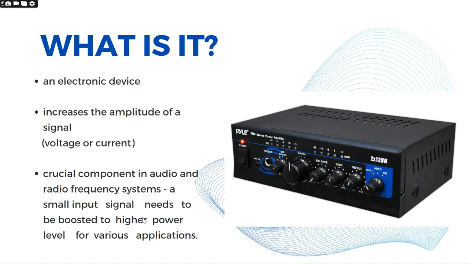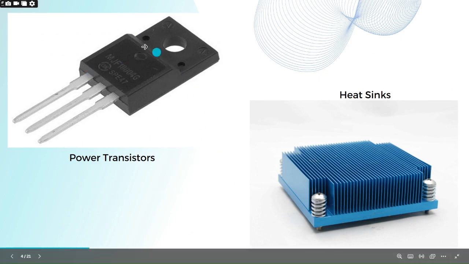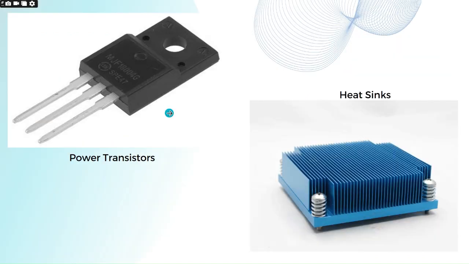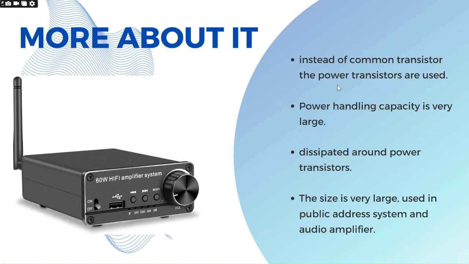Power amplifiers are electronic devices designed to increase the amplitude of a signal, voltage or current. In power amplifier, instead of common transistor, the power transistors are used. Power handling capacity of such amplifiers is very large and it is dissipated around power transistors. In power transistor, heat sinks are required. The size of power amplifier is very large and it is used in public address system and audio amplifier.